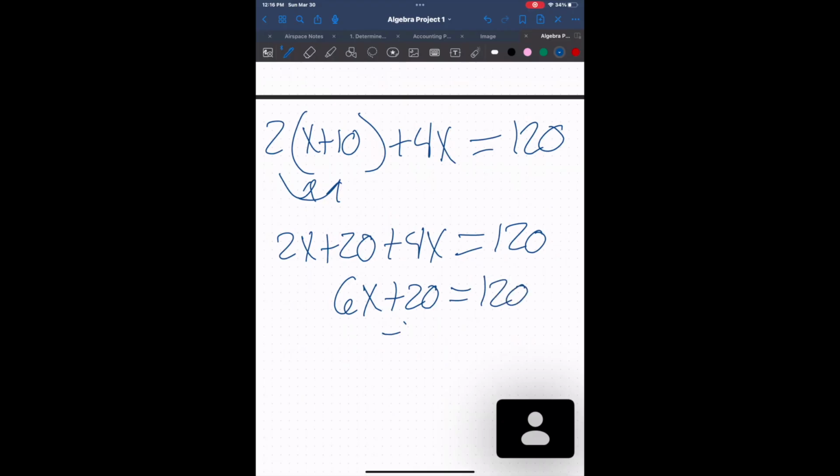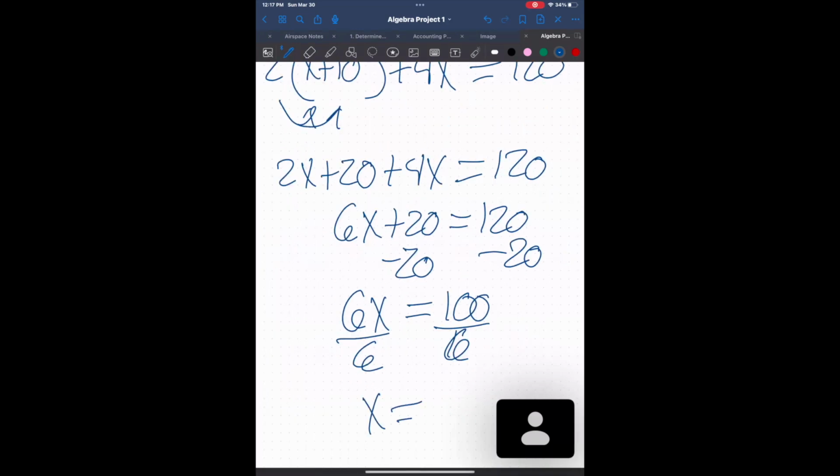And we're going to minus 20. 6x plus, sorry about that. Thinking about our next step. 100 divided by 6, divided by 6. X equals 16.67. Okay, now we have X.